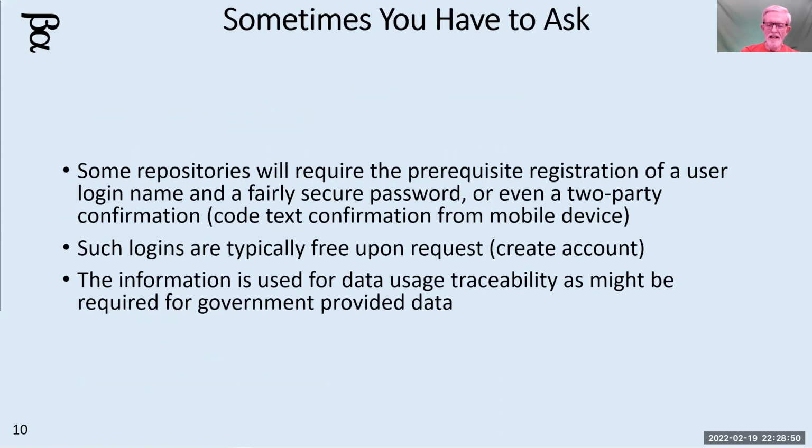But sometimes if you want access to things, you have to ask for the access to them. So you have to have a prerequisite registration of username, your login, a fairly secure password, and some of them even require two-party confirmation. So they'll send a code text to your mobile device. You've got to look it up, either use the link in the message or use the code number to confirm it's really you, which I've always thought of as, if I'm a thief and I stole your computer, odds are I'd probably try to steal your mobile phone too.